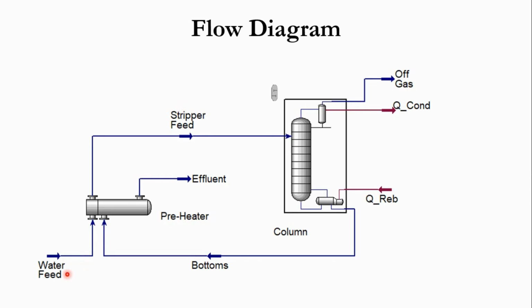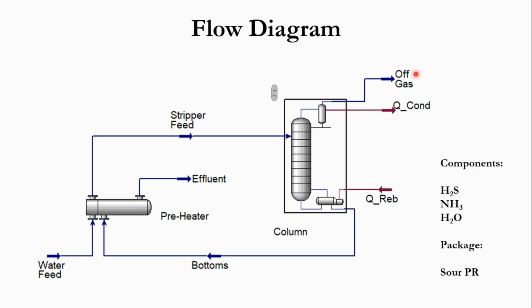The first thing is to preheat the sour water. We can preheat it by using the bottom product from the distillation column, or from the stripper, which is at high temperature. So we exchange its heat with the sour water, and the preheated water then goes to this distillation column. We get the off gas and the bottom product, and we get the effluent from here, or pure water from the bottom side.